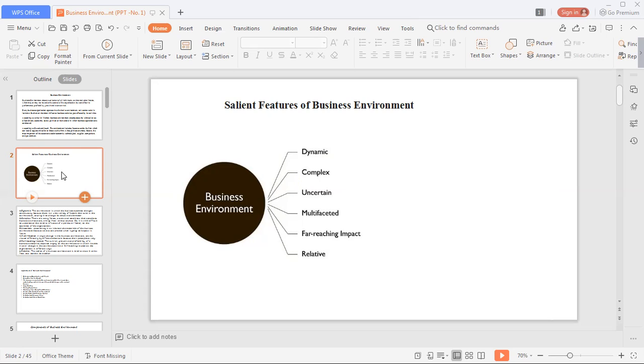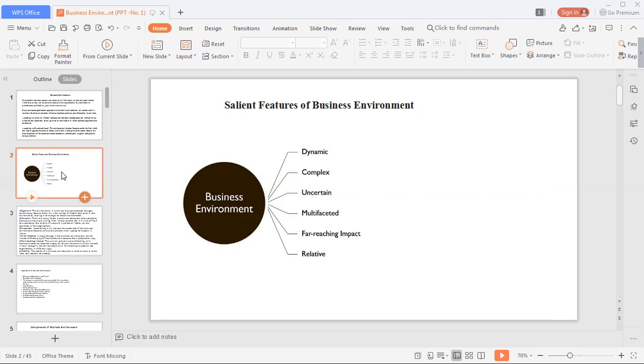Next is uncertainty. Business environment is very much uncertain as it is very difficult to predict the future in an accurate way. There is a need for organizations to predict the probable changes in the business environment in order to formulate their marketing and promotional business strategies accordingly.